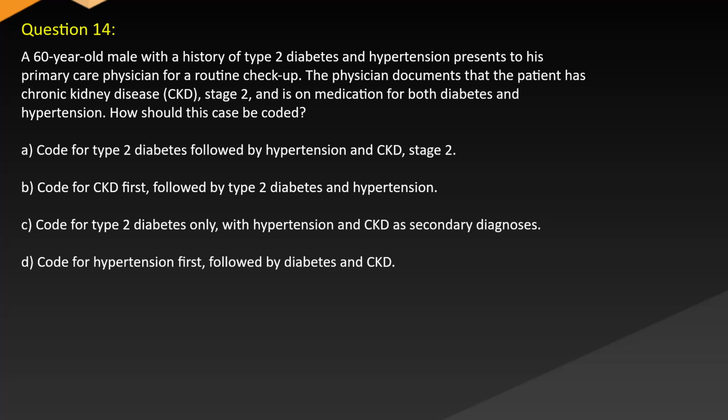A. Code for type 2 diabetes followed by hypertension and CKD stage 2. B. Code for CKD first followed by type 2 diabetes and hypertension. C. Code for type 2 diabetes only with hypertension and CKD as secondary diagnoses. D. Code for hypertension first followed by diabetes and CKD.